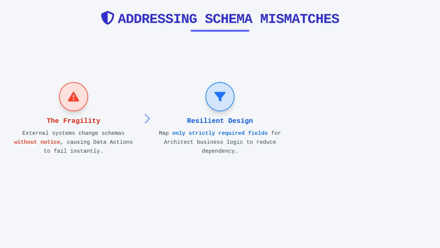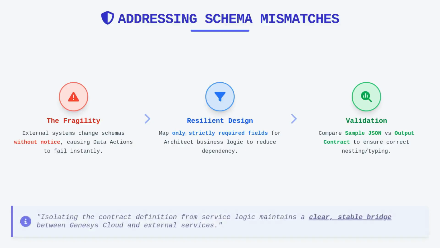When you encounter a schema mismatch, compare the sample JSON response provided by the service against the configured output contract and the data action settings, ensuring every nested object is correctly typed and named. This strategy of isolating the contract definition from the service logic ensures that you maintain a clear contract between your Genesys Cloud deployment and the external services on which your business processes rely.